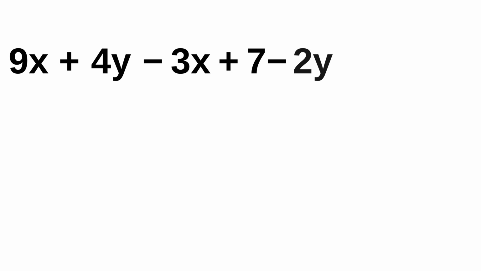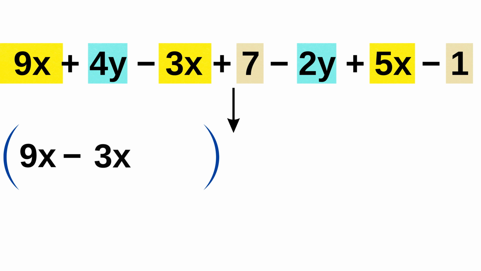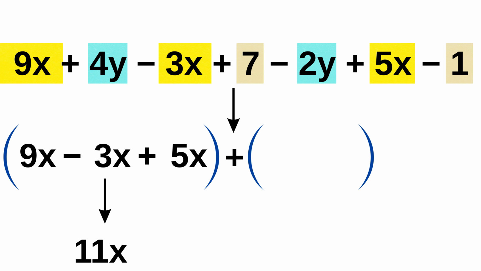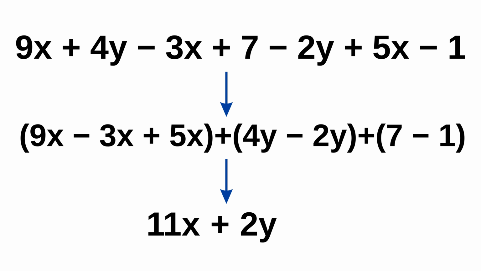Consider a long expression like 9x plus 4y minus 3x plus 7 minus 2y plus 5x minus 1. To simplify, group like terms together. The x terms become 9x minus 3x plus 5x, which is 11x. The y terms are 4y minus 2y, which is 2y. Constant terms are 7 minus 1, which is 6. So the simplified expression becomes 11x plus 2y plus 6.